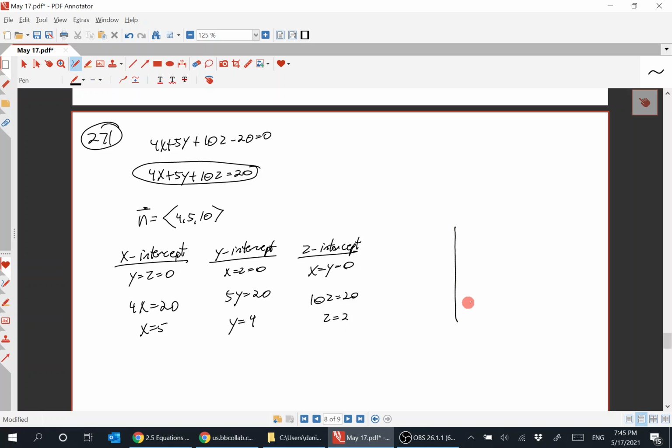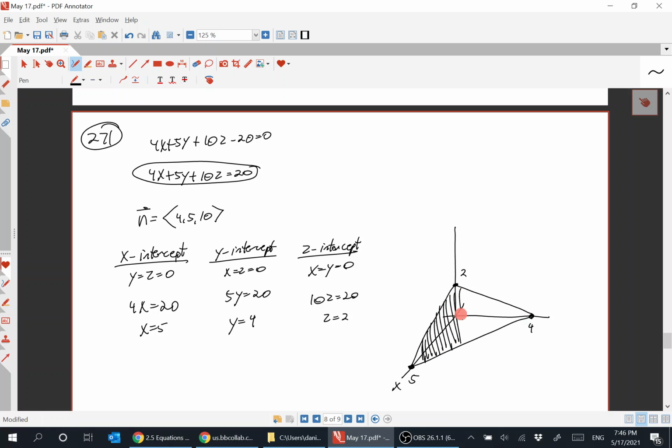So now this gives us a nice way of drawing. The x, y, and z intercepts are positive numbers, so in that case you can just do it like this. That's 5 on the x-axis, 4 on the y-axis, and 2 on the z-axis. Now just draw that triangle. That triangle defines the plane. It's part of the plane.